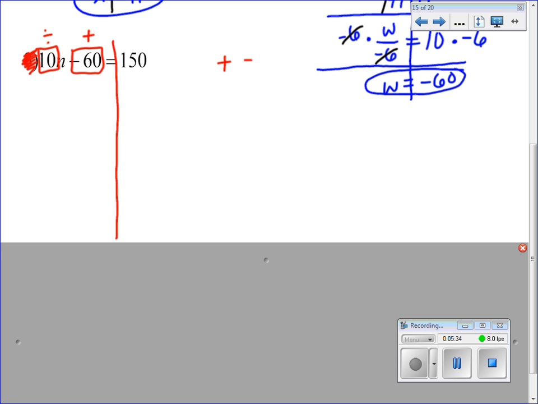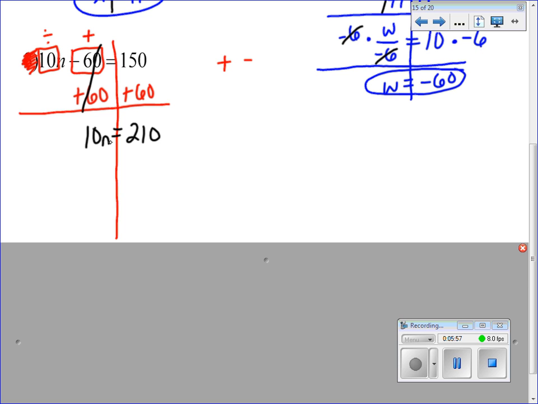Again, always add or subtract first, so that means we're going to be taking away this one first. We're going to add 60 to both sides. Negative 60 plus 60 cancels out. We're left with 10n equals 210. That's 150 plus 60 equals 210.